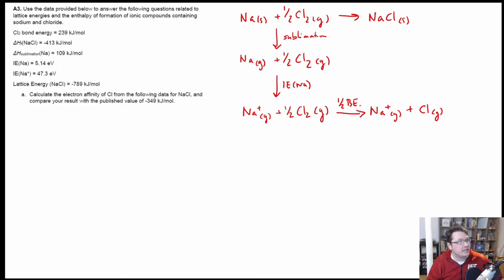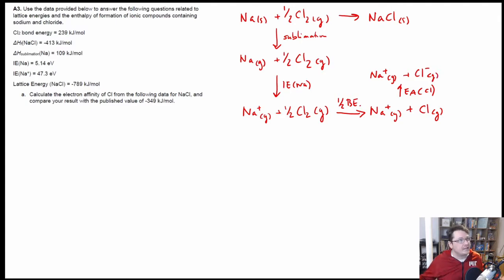And so now we would have to add an electron to that chlorine gas atom, and that's where the electron affinity comes in. So now we have the electron affinity of chlorine on its own. And so now what we get is sodium plus gas plus chlorine minus gas, in these cases.